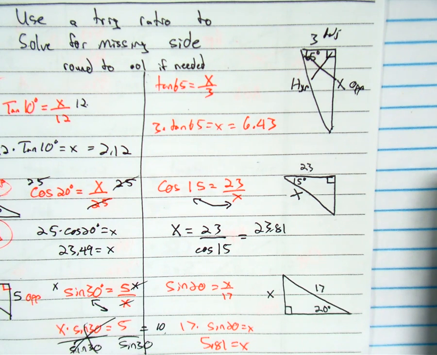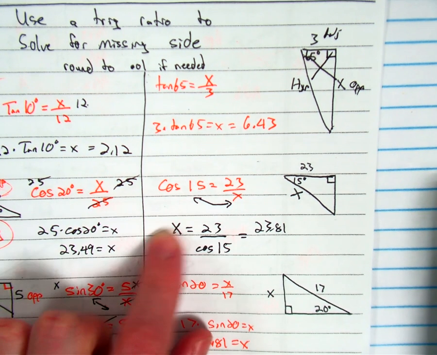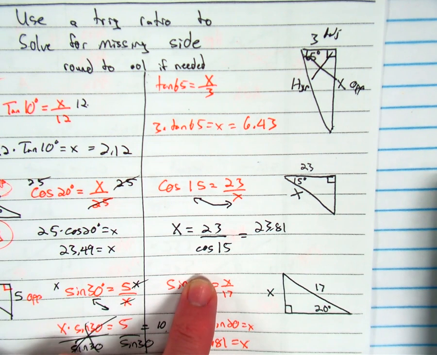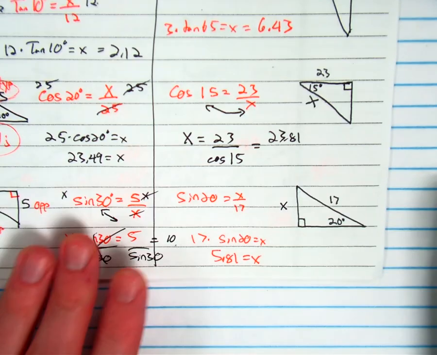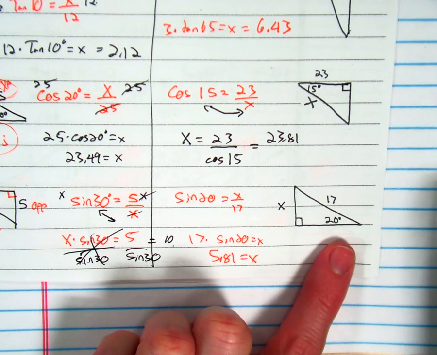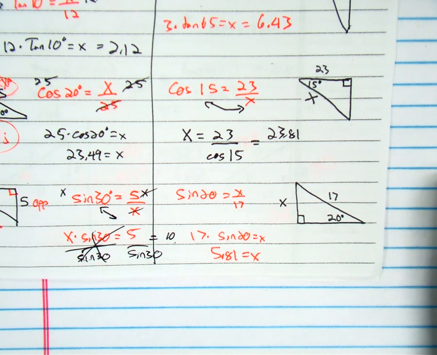Middle problem. Cosine of 15 equals 23 over x. Ooh, x is on the bottom. Do the little switcheroo. X equals 23 divided by cosine of 15. And we should get 23.81. And last we have sine of 20 equals x over 17. Multiply by 17 and we get 5.81.